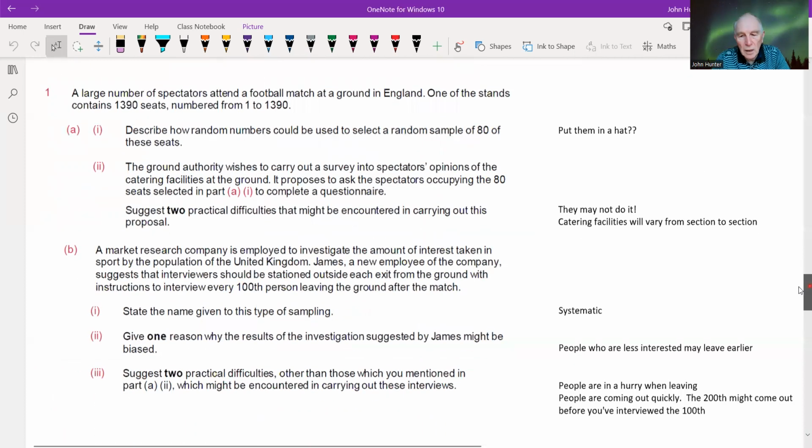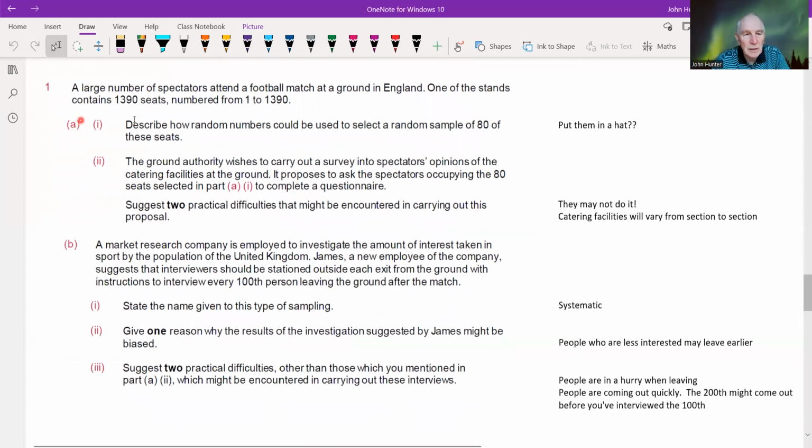Okay, so let's just have a look at a few examples to help. A large number of spectators attend a football match at a ground in England. One of the stands contains 1,390 seats, numbered from 1 to 1,390. Describe how random numbers could be used to select a random sample of 80 of these seats. Well, you write all 1,390 numbers on pieces of paper, put them in a hat, and then take 80 out at random. That would probably be as random as you could get.